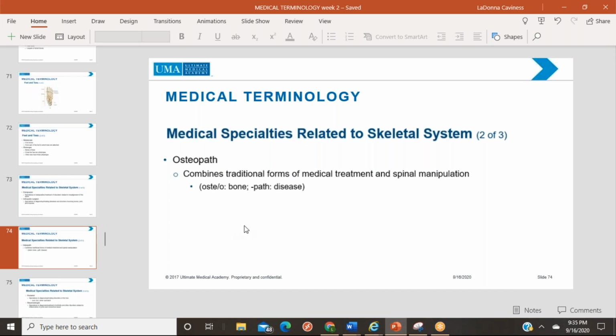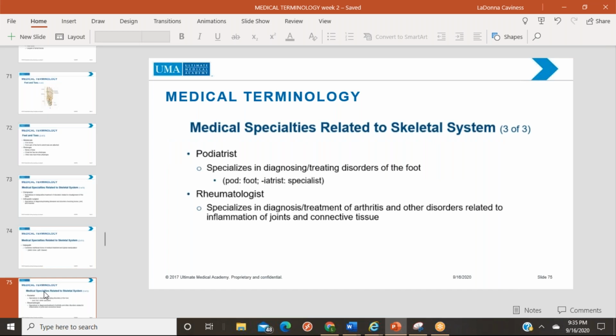Okay, the osteopath combines traditional forms of medical treatment and spine manipulation. Let's break this term down. Osteo means bone and path means disease. A podiatrist specializes in diagnosing and treating disorders of the foot. POD means foot and iatrist means specialist.